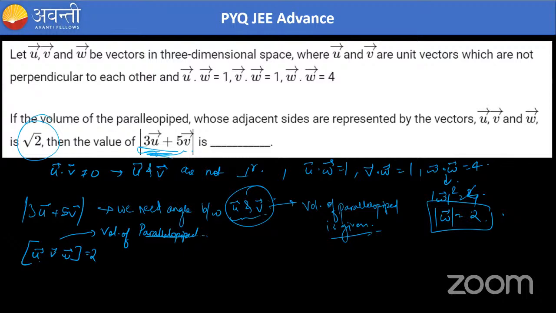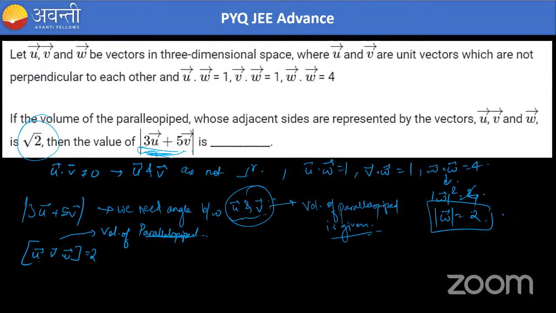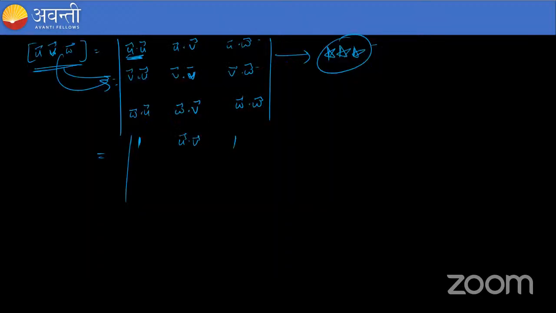So U bar and V bar are unit vectors, right? Since these are unit vectors, the dot product of a vector with itself will be 1, and U bar dot V bar will be as it is, which is not known to us. U bar dot W bar will again be 1, because U bar dot W bar is given to us as 1, right?